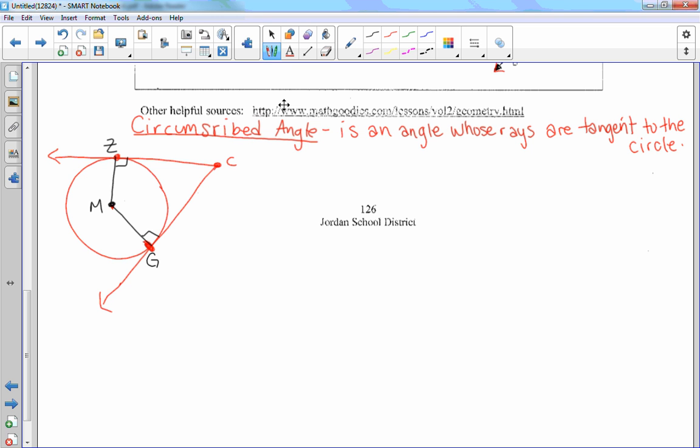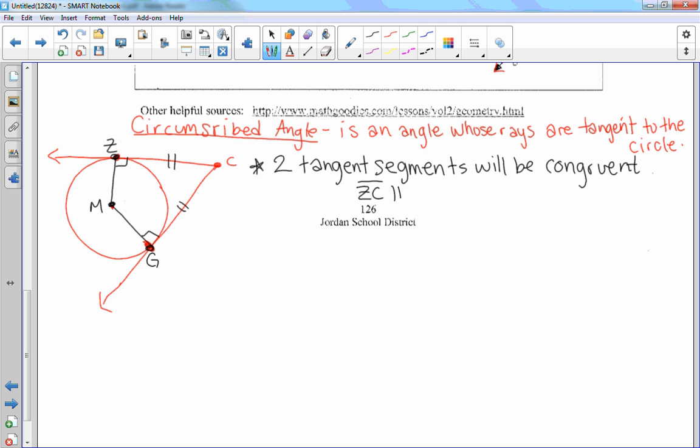Okay, and another relationship that happens, actually, there's only two things we're going to write down. Z to C, that segment is going to end up being congruent to the other segment, G to C. So our vertex to both points of tangency create congruent segments. So we get the two tangent segments will be congruent. In this case, segment ZC with a bar above it is congruent. I put parallel. I shouldn't put congruent. It's congruent to segment GC with a bar above it because they're segments. Make sure you write this down.